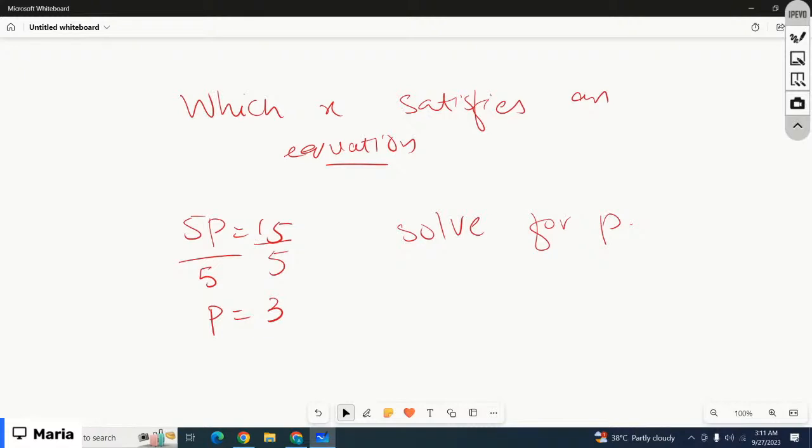Also, you can verify if the solution is correct. How do you verify? The equation we are given is 5p equals 15. Replace the p with the value we calculated. We calculated p equals 3, so 5 times 3. Let's see if both sides are exactly equal. That means yes, the solution you calculated is the correct one, right?